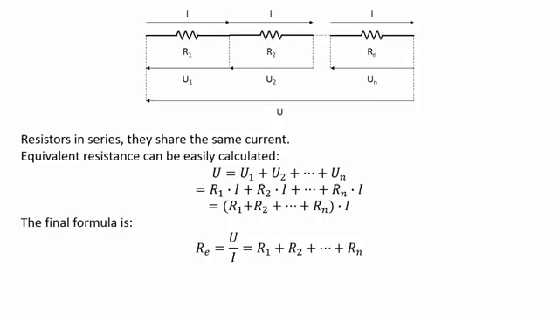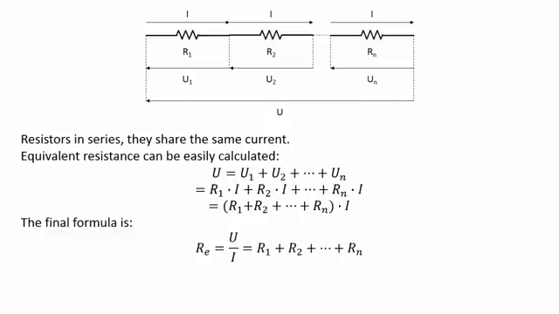If we take resistors and connect them in series like you can see on your screen, they share the same current. The voltage is most probably not the same. Now, how can we calculate the equivalent resistance of that circuit? Well, it's pretty easy.